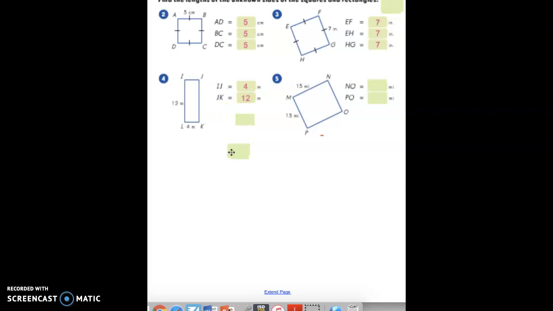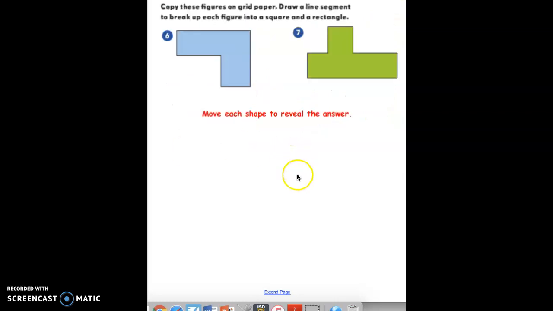How are you doing so far? I am guessing for NO, yes, it does spell no, you are going to say 13 miles. And for PO, you're going to say 15 miles. How are we doing so far? I hope you're doing well.